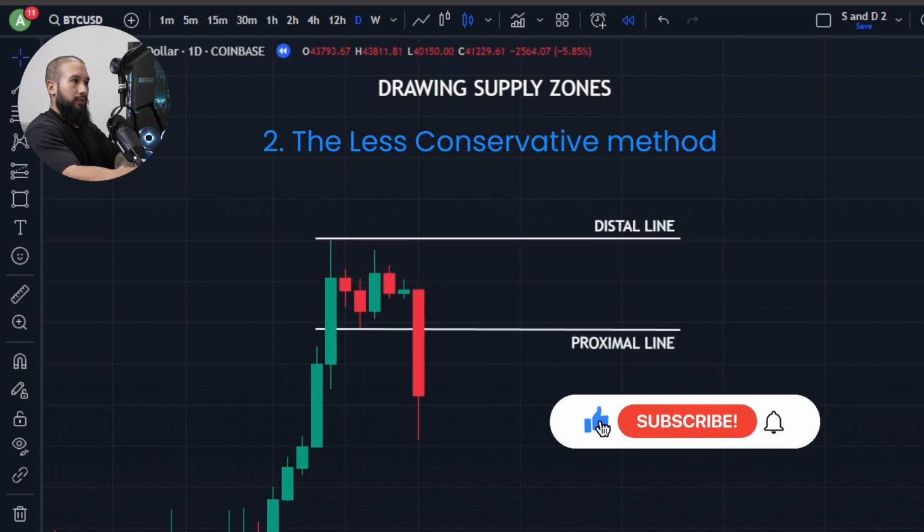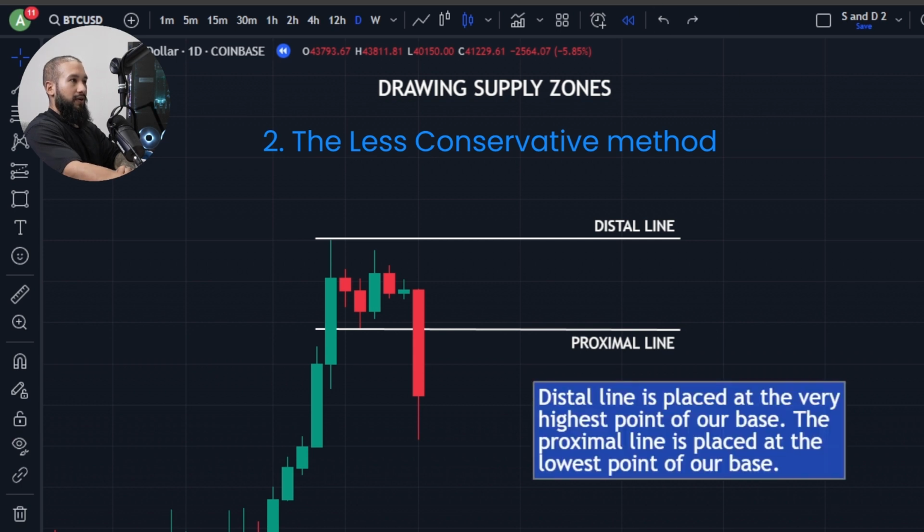Here we have an example of the less conservative method for a supply zone. The distal line is placed at the very highest point of our base, and the proximal line is placed at the lowest point of our base. With this method, we're focusing on the highest and lowest points of the wicks that are part of the base.